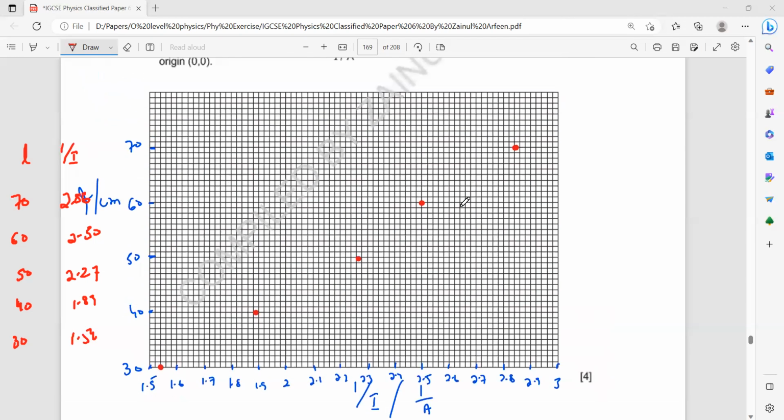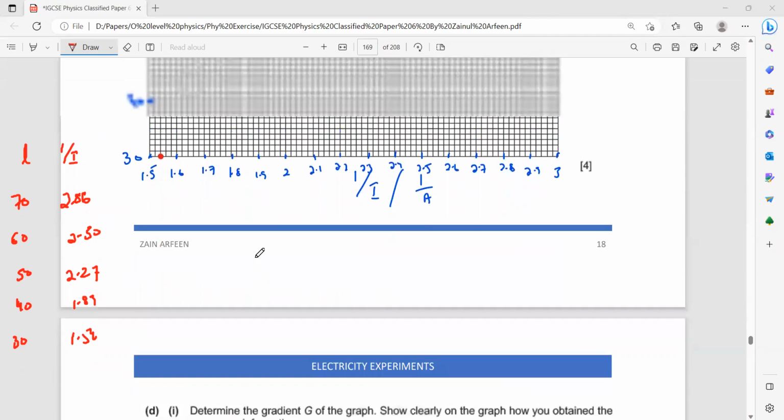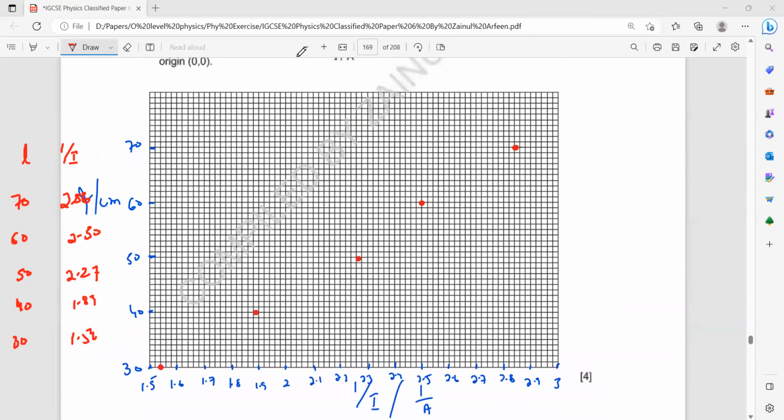So if you are confused whether you have to draw point to point or a straight line, just check the next part. If they ask for the gradient, it is confirmed that it should be a straight line. So you will draw a straight line, a line of best fit. It's not like you always join the first and the last point. The idea is that the number of points above and below the line should look the same.